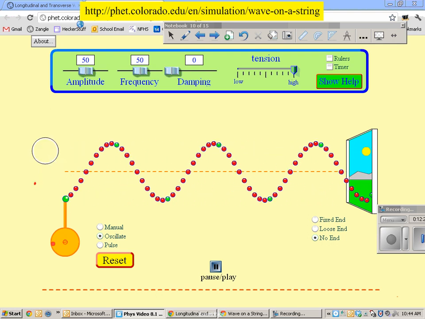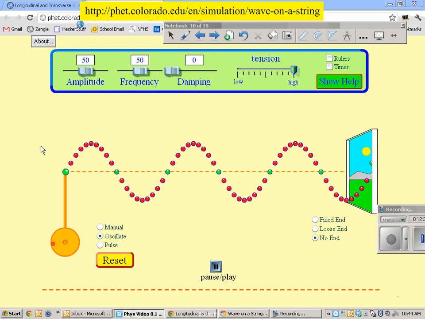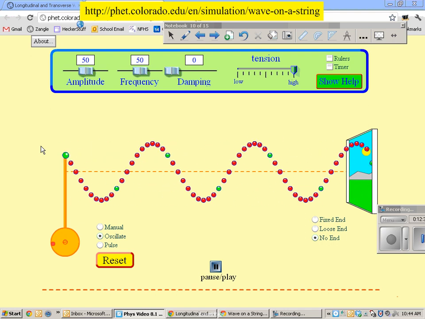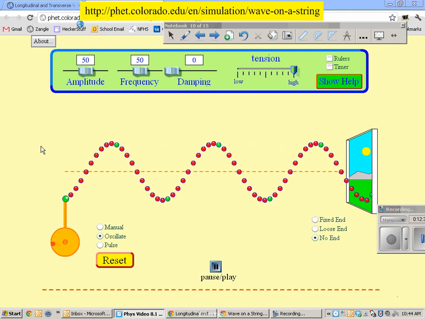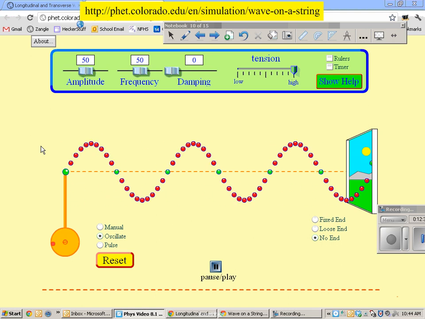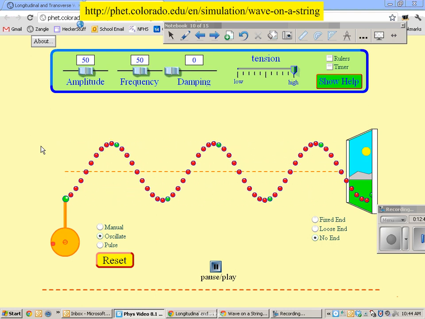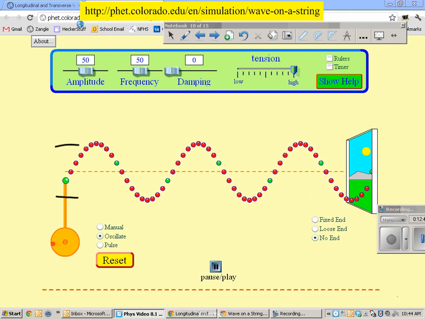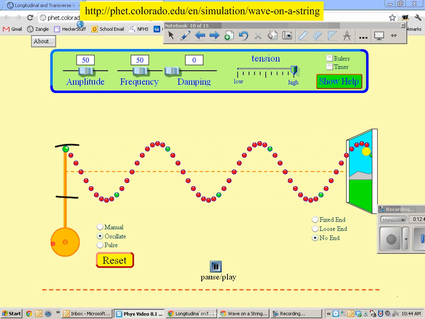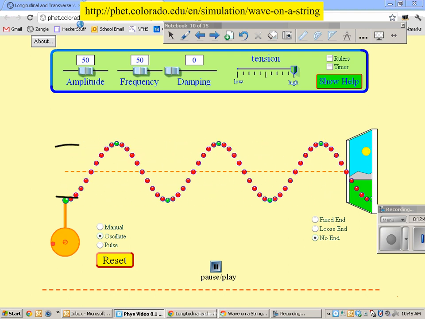Okay, so let me run through the definitions of frequency and period. So period would represent the amount of time that it takes for one of these three things to happen. It's the amount of time it takes for the vibrating source to go from here to here. Okay, so if you were to use a stopwatch and time how long that took, that would be the period.